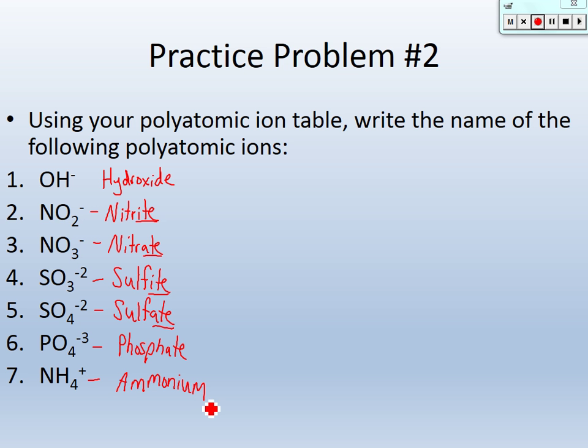Ammonium. And remember that ammonium is the only common polyatomic ion that has a positive charge. That's the only cation on that table. Anyway, please keep the common polyatomic ion table with you at all times. We're going to be using it in the coming class periods. Hopefully you understand what a monoatomic ion is, and you've become familiar with some of the more common polyatomic ions. Okay, and hopefully this video helps.